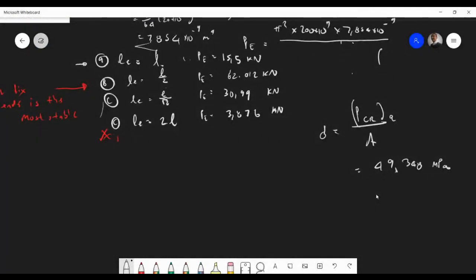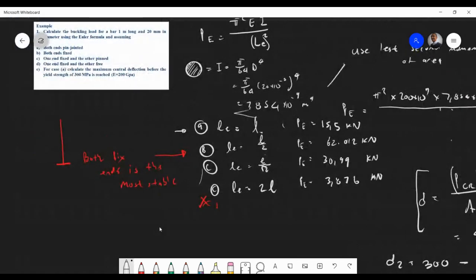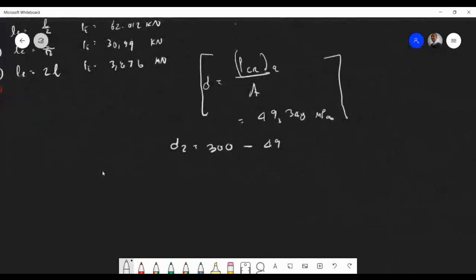And what they say is that before the yield is actually reached, right? So what they basically do is just take the yield. So they take the maximum load and they subtract. So what this means is that if you apply that load, you only get 49.348 megapascals induced. Obviously, that's small for us. The fact that we know that is steel, right? But they're saying, before the yield, right?